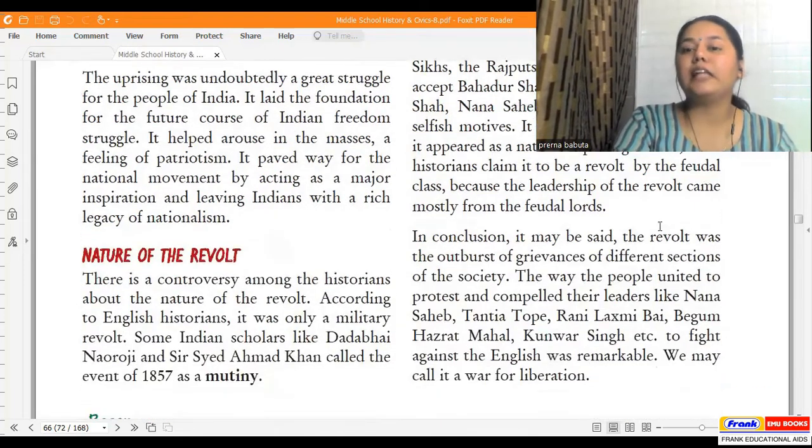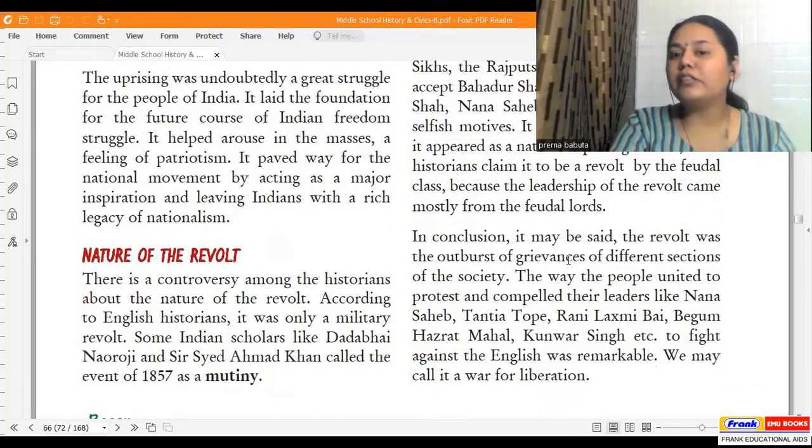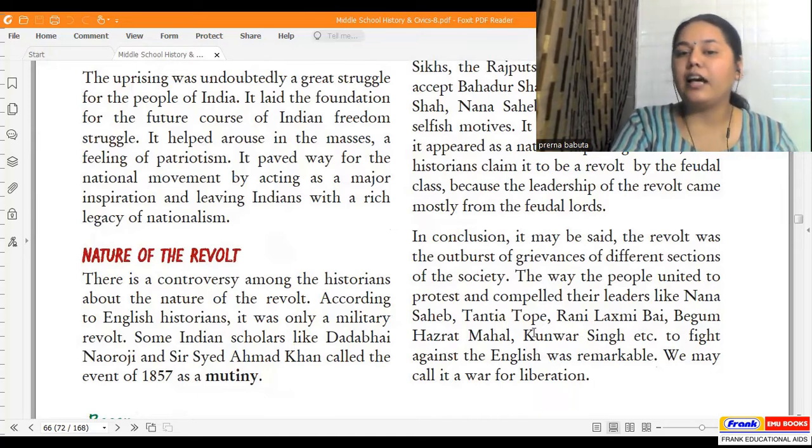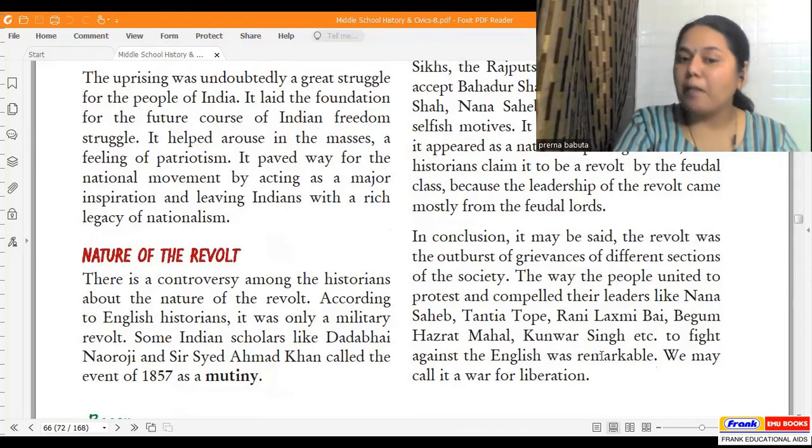In conclusion, it may be said that the revolt was the outburst of grievances of different sections of the society. The way the people united to protest and compelled their leaders like Nana Sahib, Tantya Tope, Rani Lakshmibai, Begum Hazrat Mahal, etc., to fight against the English was remarkable. And we may call it the war for liberation. So this is the story about the revolt of 1857, because people were not happy with the British politically, economically, socially, religiously, in terms of administration. So in any of the spheres, people were not really happy. It's just that this rumor regarding the greased cartridges just sparked the revolt and it began.